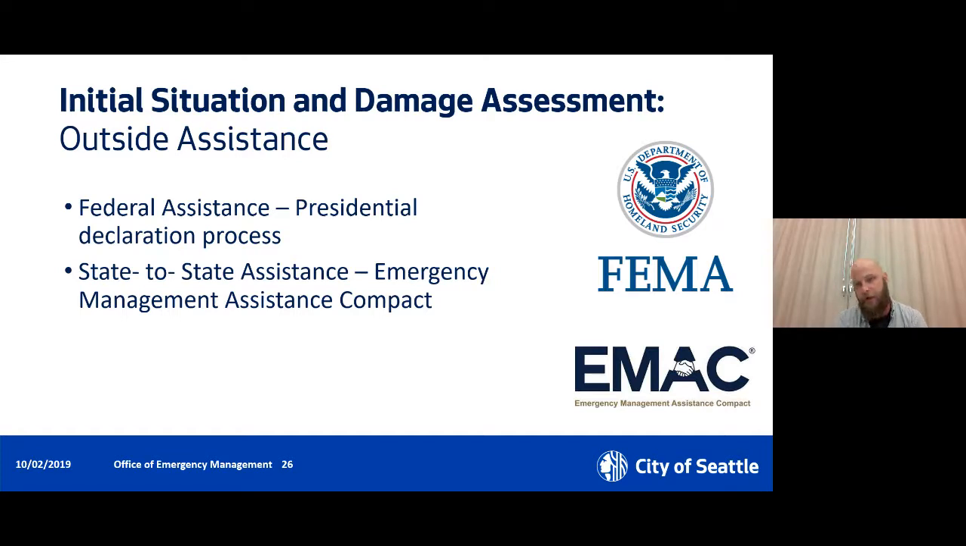In a localized event, we have a lot of agreements with neighboring jurisdictions where we can pull firefighters from Bellevue or Shoreline or other places like that. But that's likely to not be relevant in this earthquake scenario. So the big one is federal assistance.